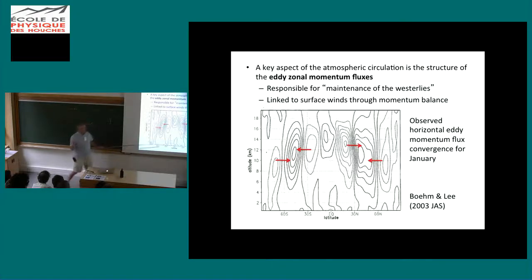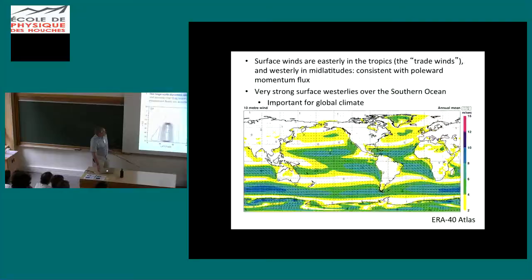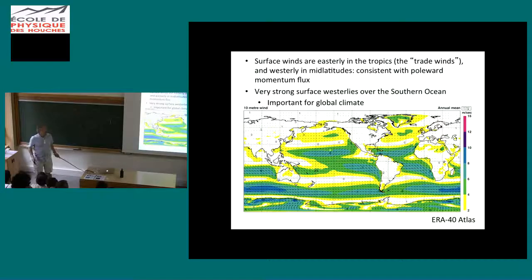So maybe I didn't say that so well, but from the angular momentum budget, as long as you assume that this is a drag, in other words, acting opposite to the surface wind, then you get easterlies in the tropics. So the first order explanation of the easterlies in the tropics is the same explanation of the westerlies, namely angular momentum transfer by the eddies out of the tropics. And I won't tell you how that happens. We'll come to that in lecture four.